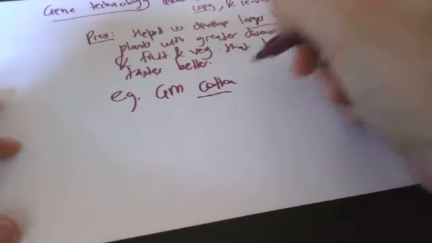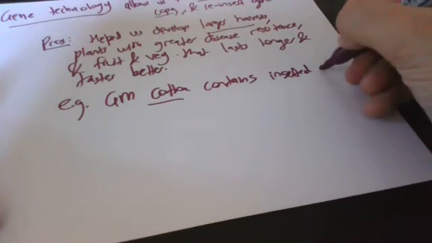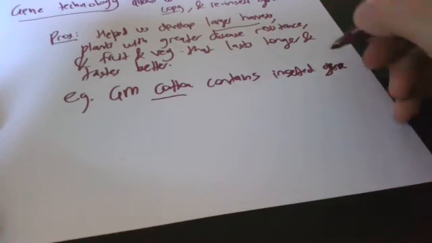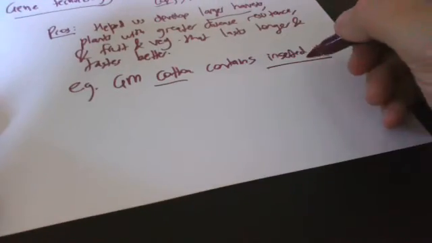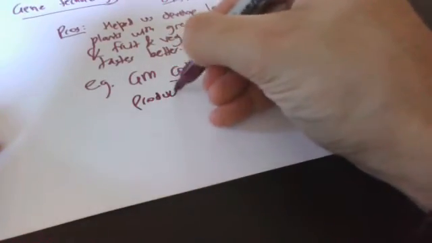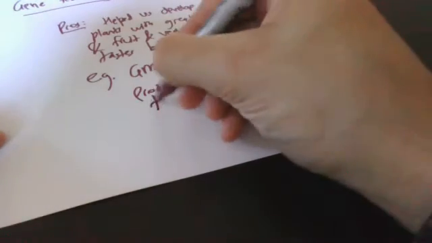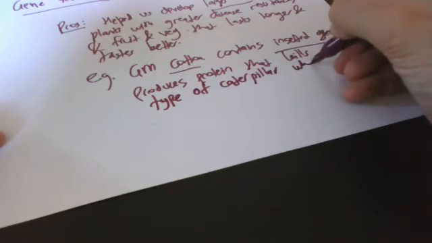Okay, here's an example. Genetically modified GM cotton basically contains an inserted gene. Remember, the process of GM, genetic modification, involves inserting genes. So an inserted gene produces a protein that kills a special type of caterpillar. When the caterpillar eats the cotton leaf, it dies.